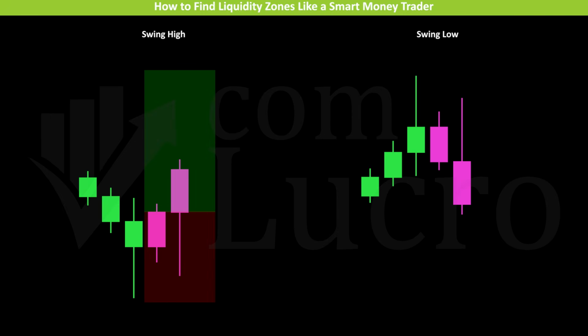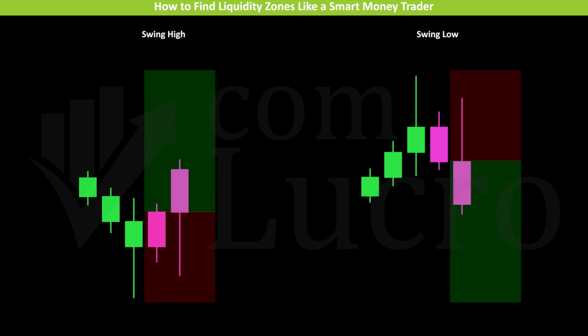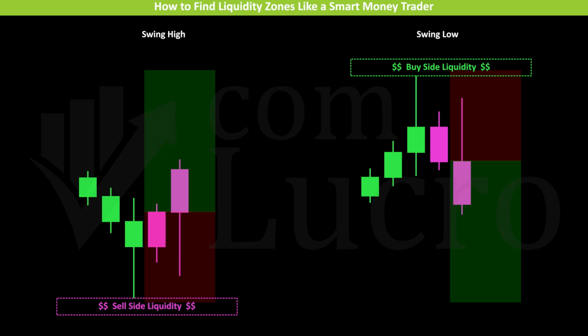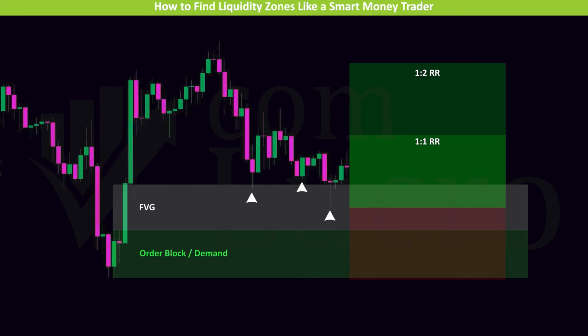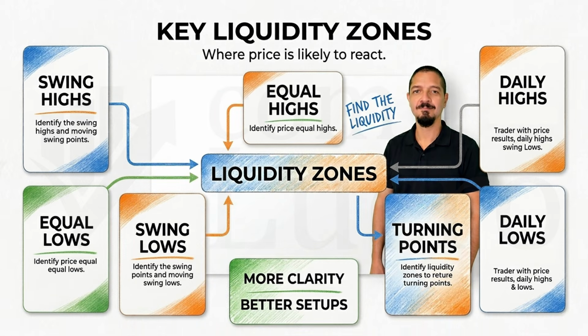Identifying key market structures and liquidity zones is one of the most important skills in smart money trading, because before price makes a major move, it often targets the areas where stop losses, pending orders, and trapped traders are positioned. In this video, we will break down how to identify swing highs, swing lows, equal highs, equal lows, turning points, and daily highs and lows as liquidity zones on the chart. By the end, you will understand how these structures influence price movement, how liquidity sweeps create trading opportunities, and how to use these levels to build more precise trade setups.